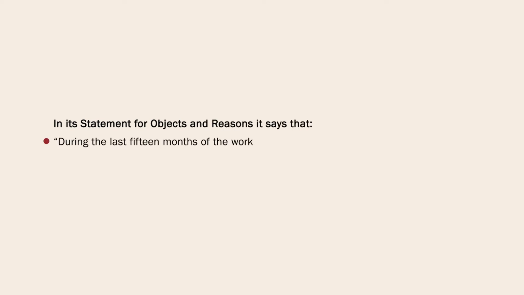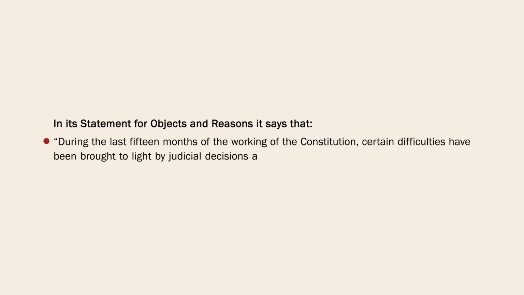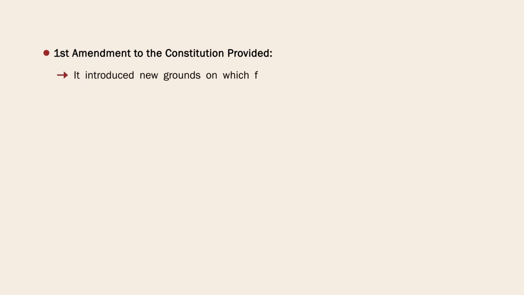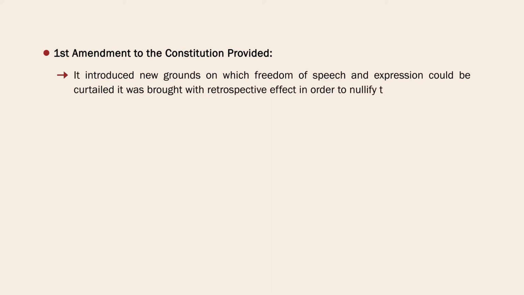Despite objections from the President, the Prime Minister introduced the Constitution First Amendment Bill on 10th May 1951, which was cleared and came into effect on 18th June 1951. In its statement of object and reason, it provides that during the last 15 months of the working of the Constitution, certain difficulties have been brought to light by judicial decisions and pronouncements, especially in regard to the chapter on fundamental rights. It introduced new grounds on which freedom of speech and expression could be curtailed, and it was brought with retrospective effect in order to nullify the judgment of the Supreme Court in Ramesh Thapar and Brij Bhushan.